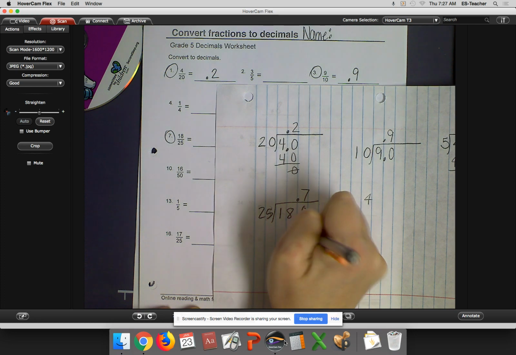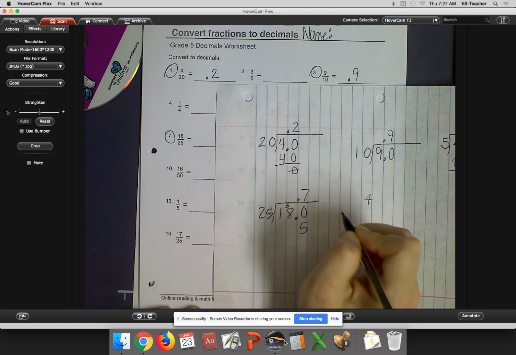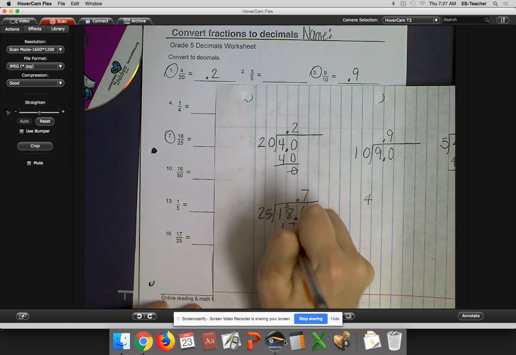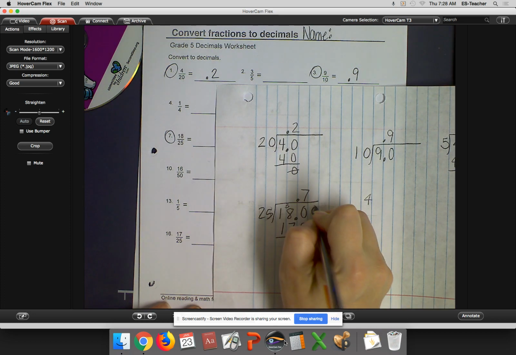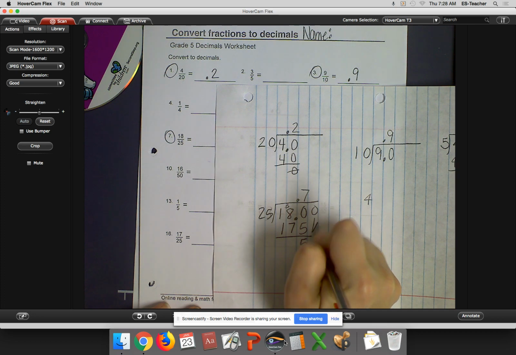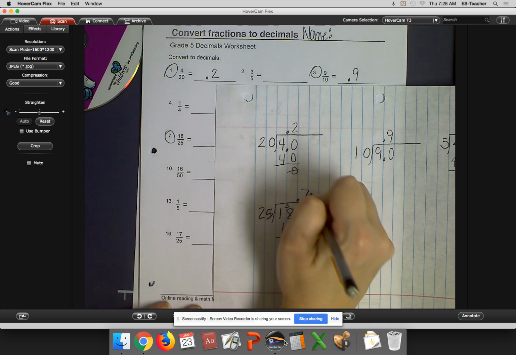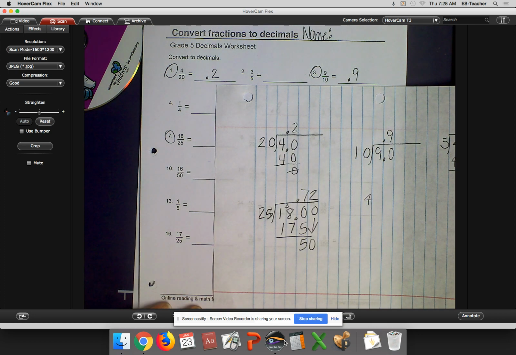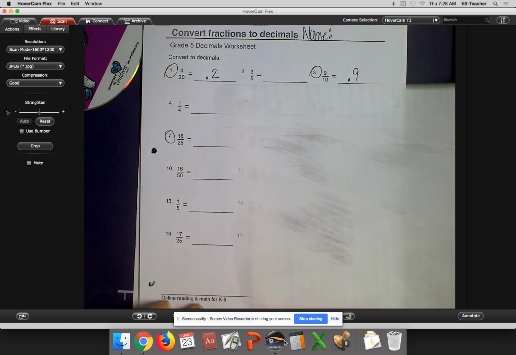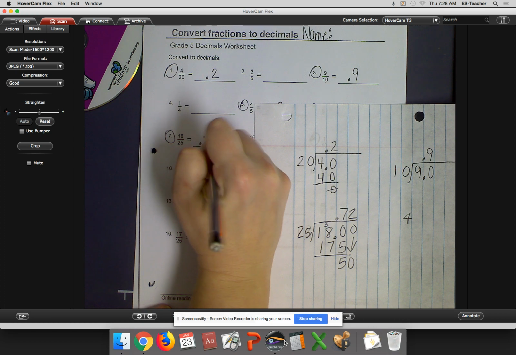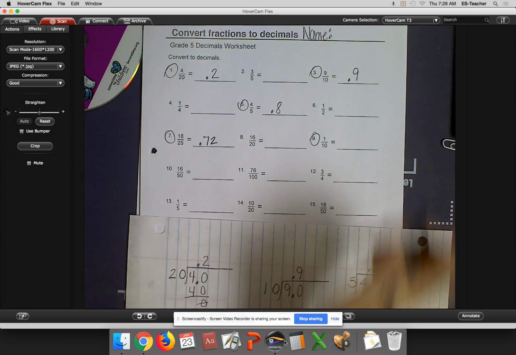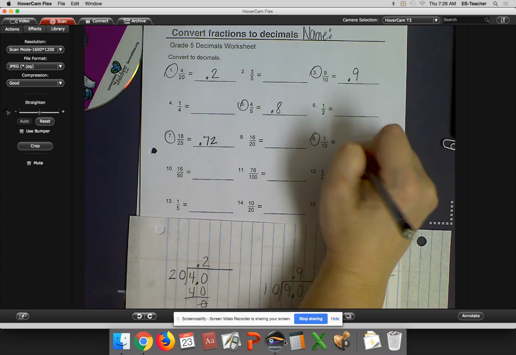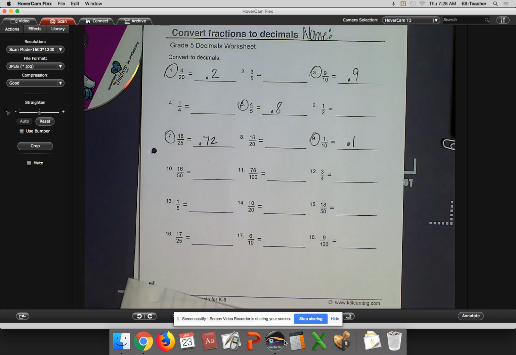7 times 5 is 35. 7 times 2 is 14, 15, 16, 17. And then I have 5 left over. And then I'm going to add another 0 just to bring down. 25 goes into 50 2 times. So the answer for number 7 is 72/100. And then number 9, guys, is just 1/10. So I can just write that as 1/10.